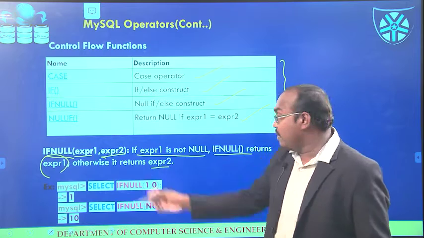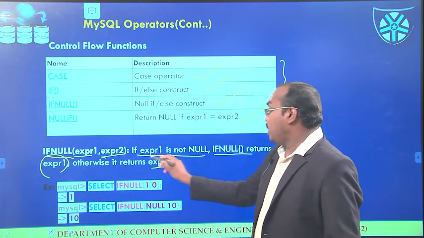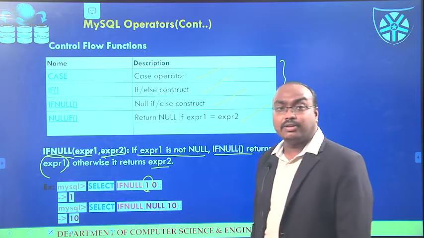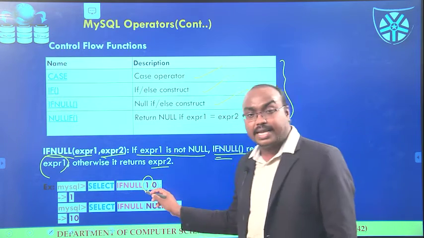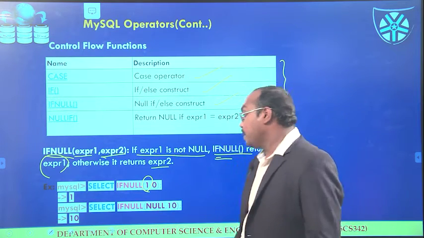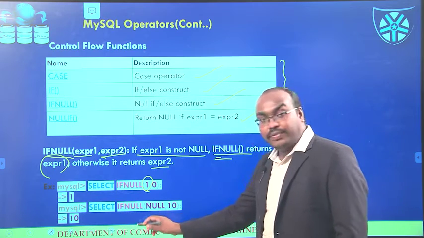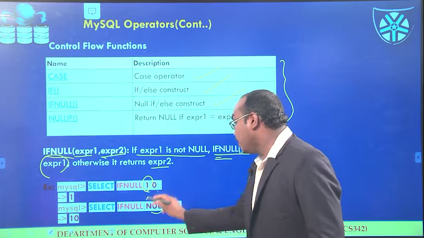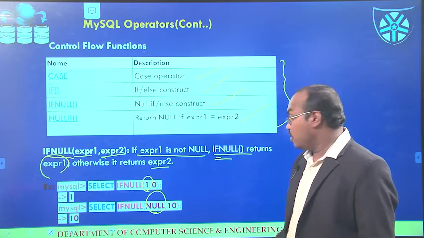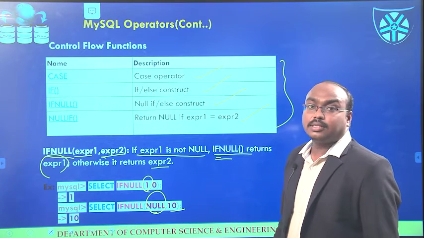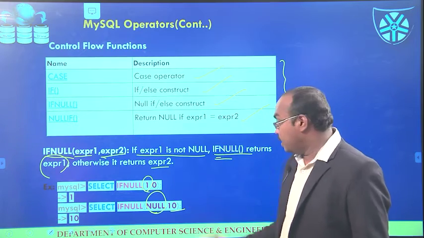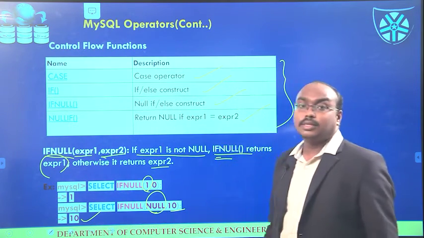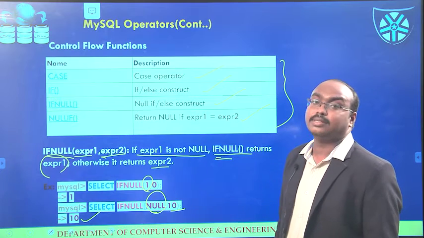What will the ifnull function return? If expression 1 is not null, and the first expression value is 1, then it automatically returns the first value, that is 1. Next one, select ifnull(null, 10). The expression 1 value is null, then it returns the second value, the expression 2 value. What is the expression 2 value? 10. So then it will return the second expression value, that is 10.